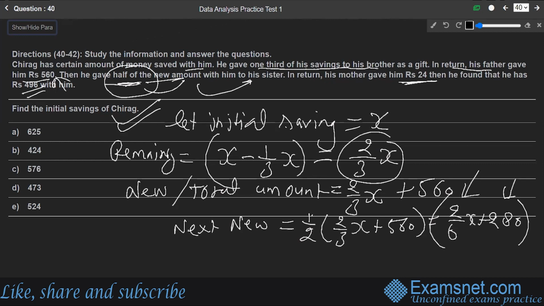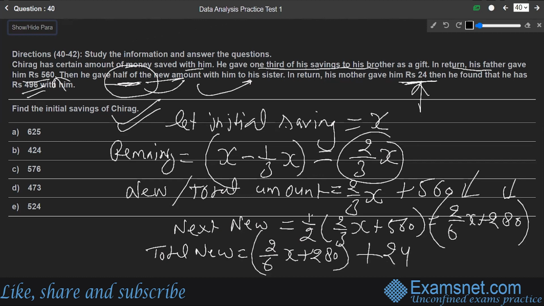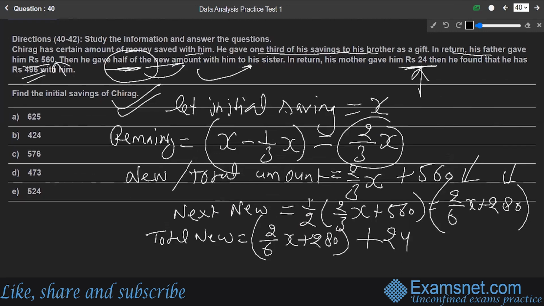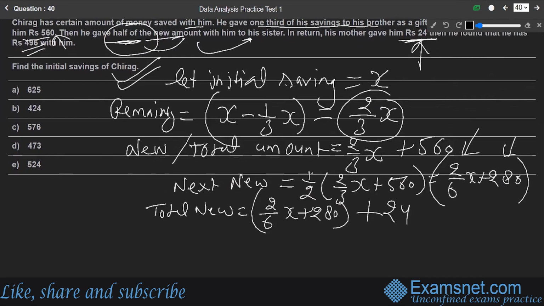But after doing this, his mother gave him rupees 24. So in return he is receiving 24 more. What is the total new amount with him? It is obviously 2 by 6x plus 280 rupees, which was there with him already, and his mother has also given him 24 rupees, so plus 24. So the next new amount with him is 2 by 6x plus 280 plus 24.